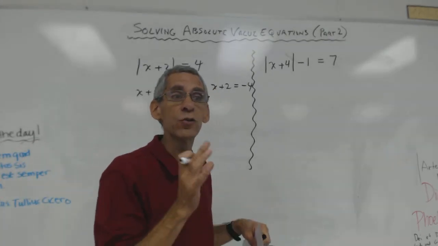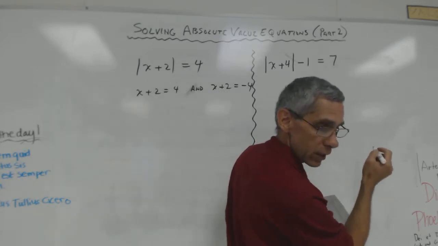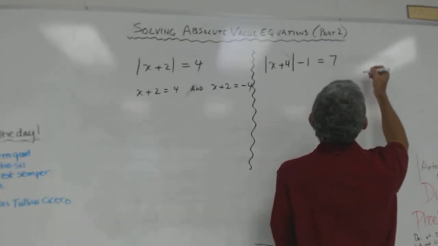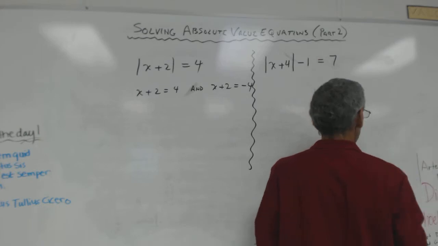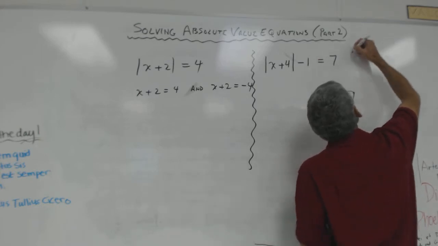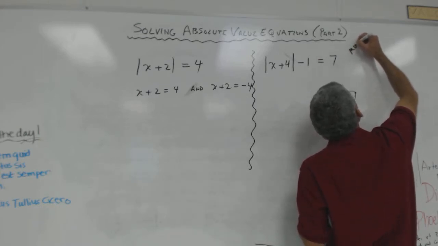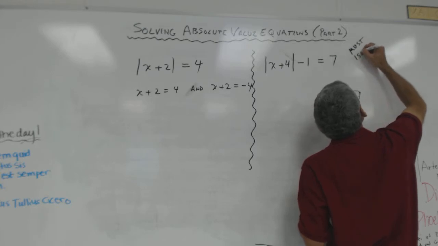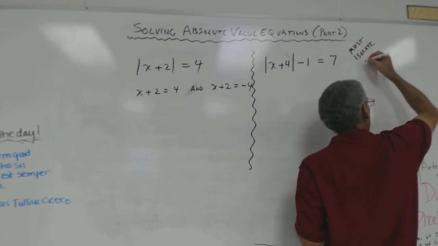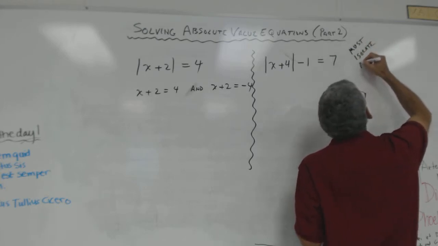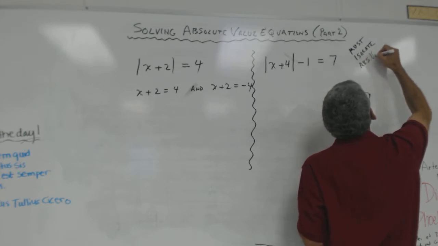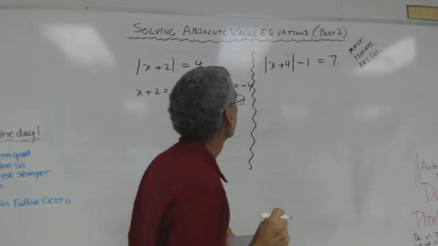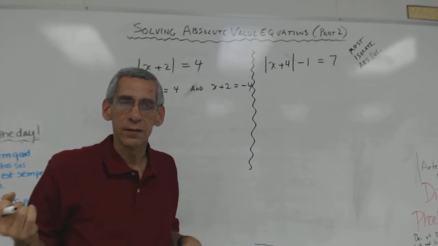I have to isolate. Wait a minute, how far do I go again? Must isolate the absolute value. You've got to do it. So how could I isolate it?